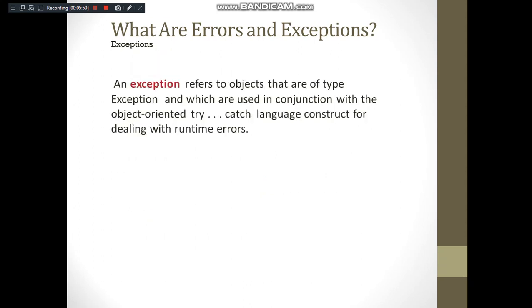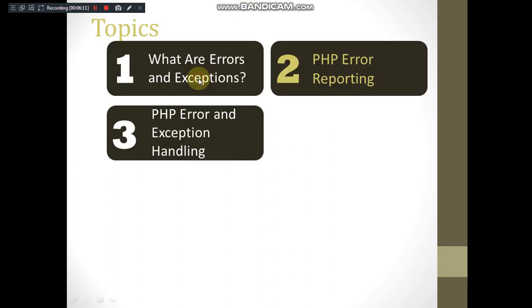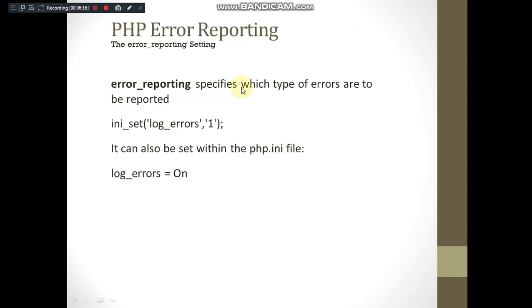So what are exceptions that we'll see here? An exception refers to the objects that are of type exceptions which arise during the runtime, right? So these are resolved or handled by using try catch blocks of the language construct, which we have seen in Java also, right? So we'll see about error reporting first.